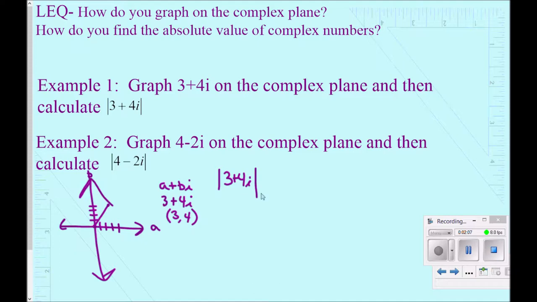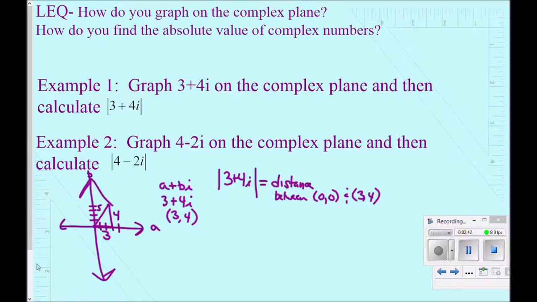Okay, so first of all, this means the distance between (0, 0) and (3, 4), which remember is representing 3 plus 4i on the complex plane. So you learned how to do that in geometry. This distance here, the horizontal distance is 3 and the vertical distance is 4. So we have a right triangle, which you probably remember your special right triangle 3, 4, 5. So we know that that distance is 5.